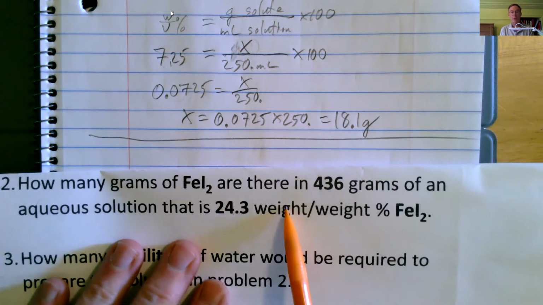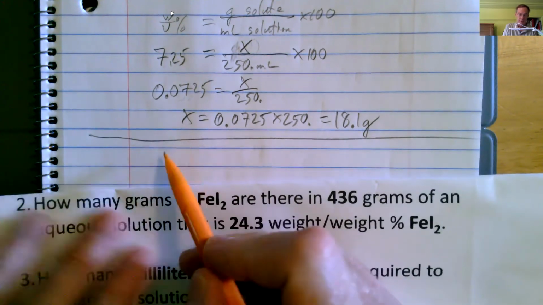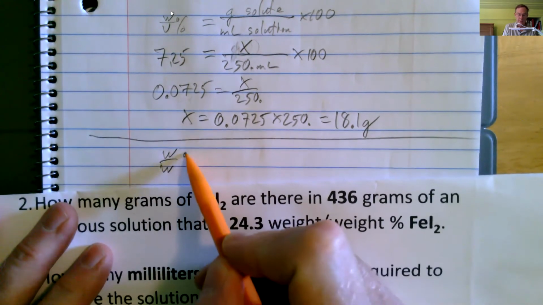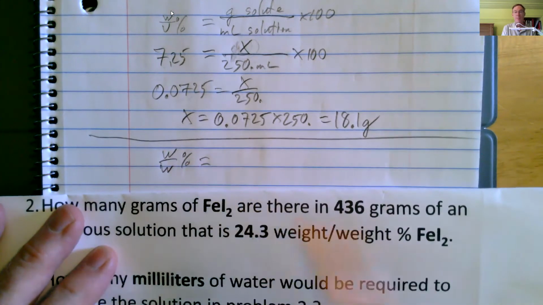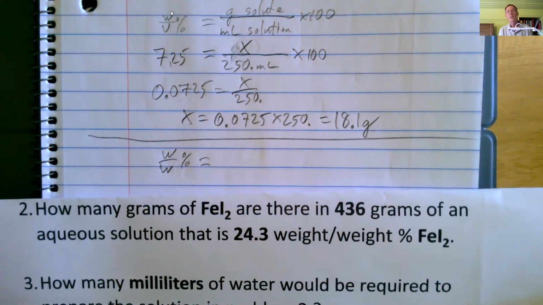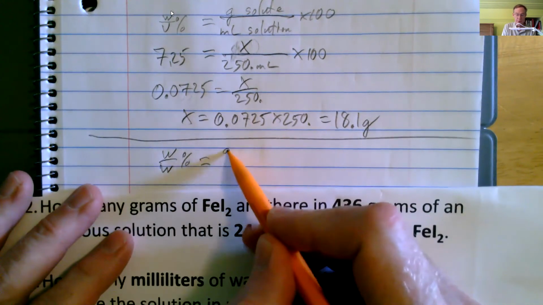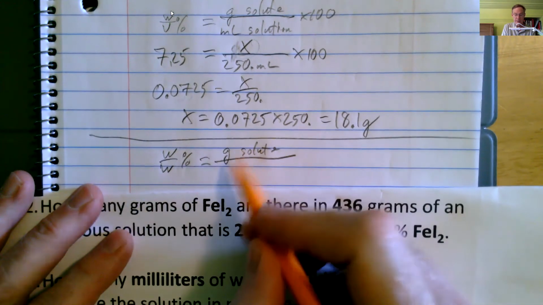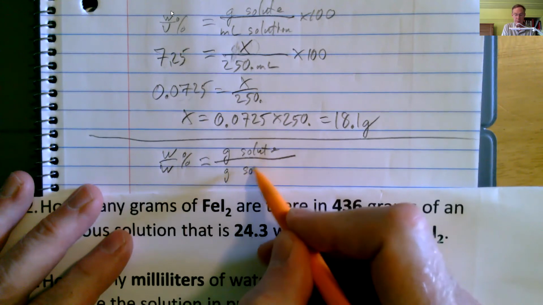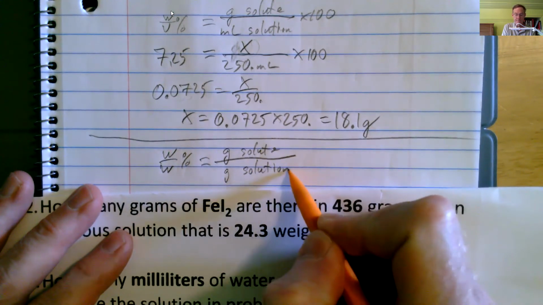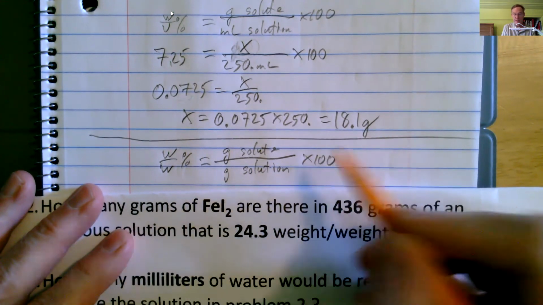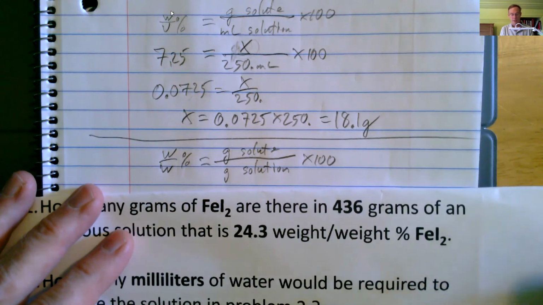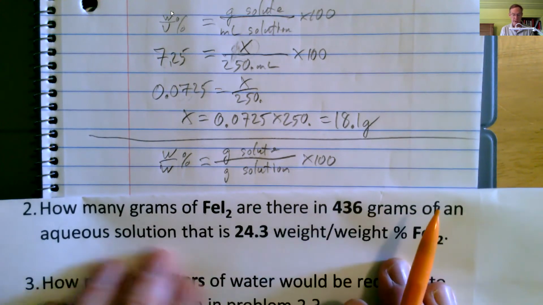Now, notice this is a weight per weight percent. Remember, the weight is always going to have the unit gram. So it's going to be grams of solute divided by grams of solution times 100. And let's just go ahead and substitute in what we have here.